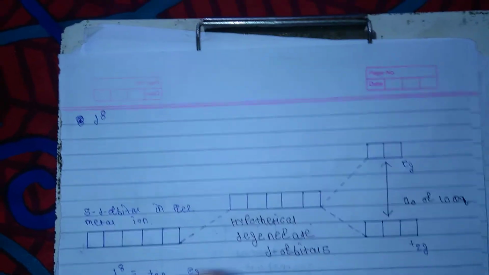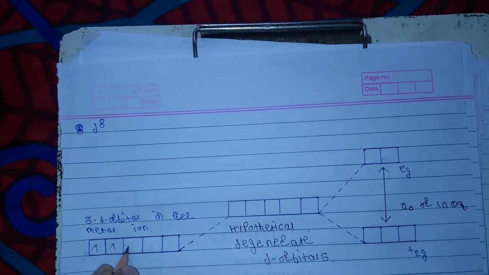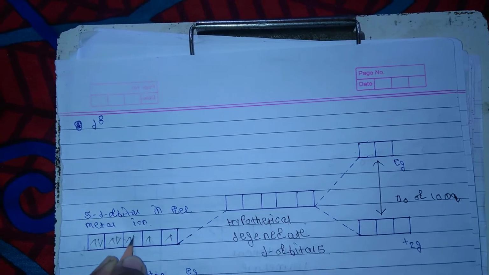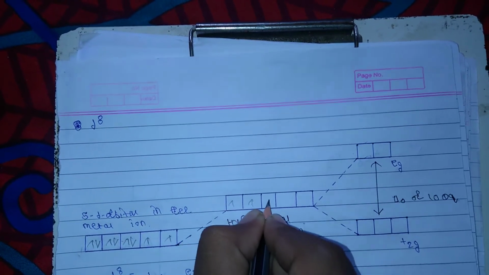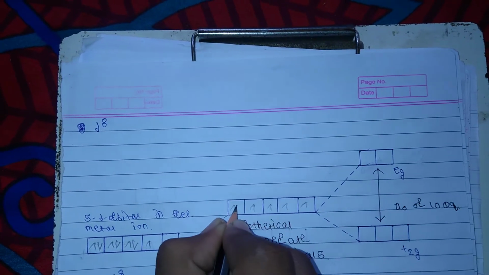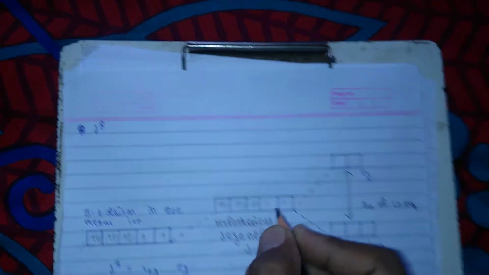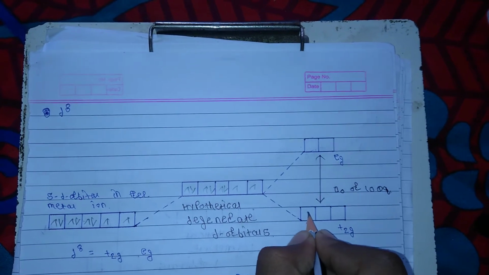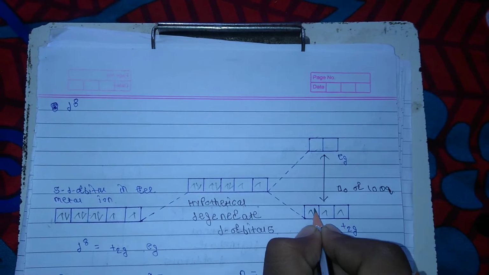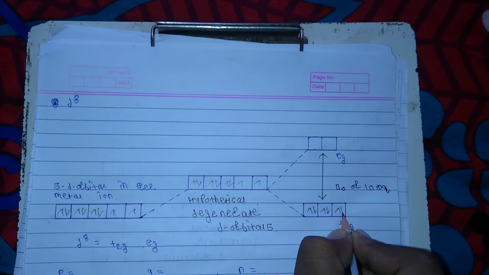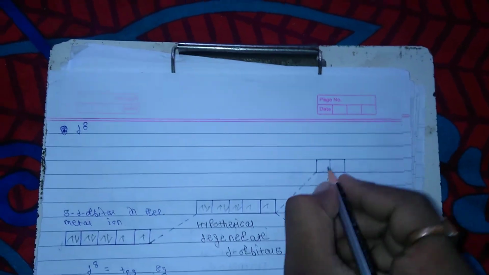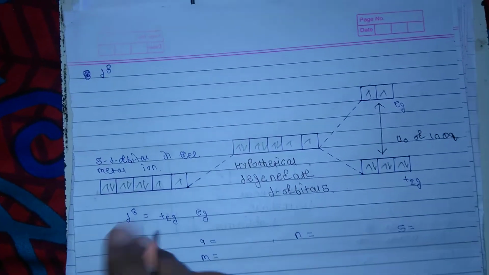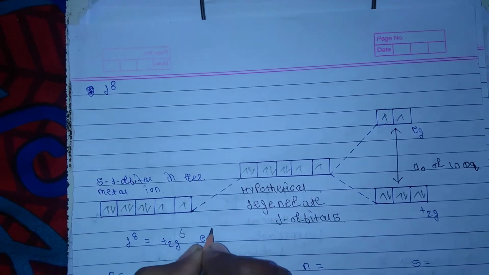In the d8, there are 8 electrons. The first 6 electrons go in the t2g set, then the remaining 2 electrons go in the eg set. So in the d8 configuration, it is t2g6 eg2.